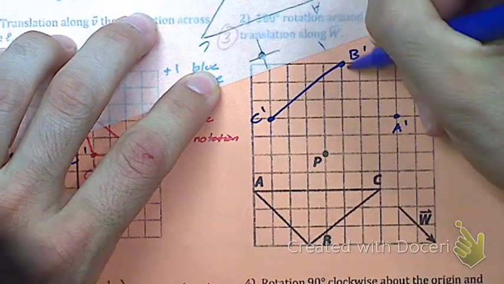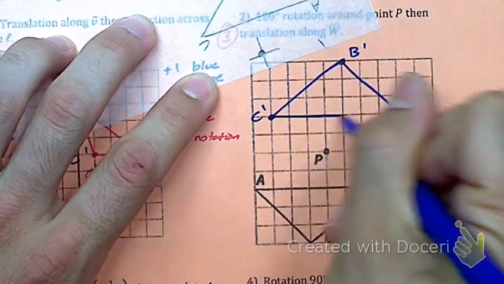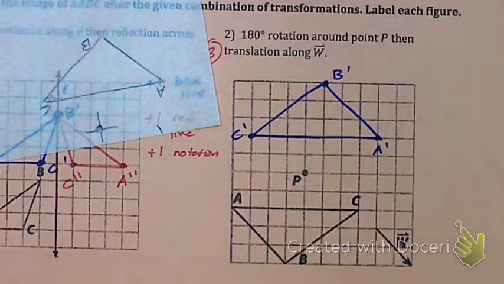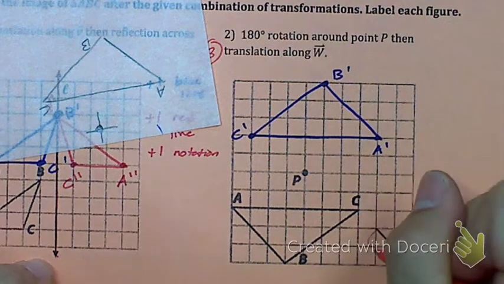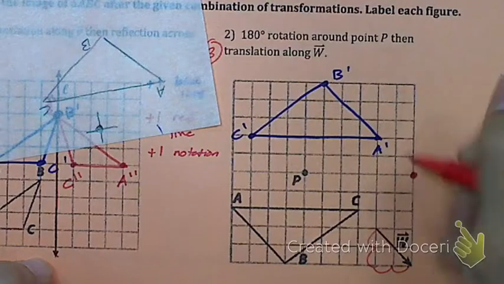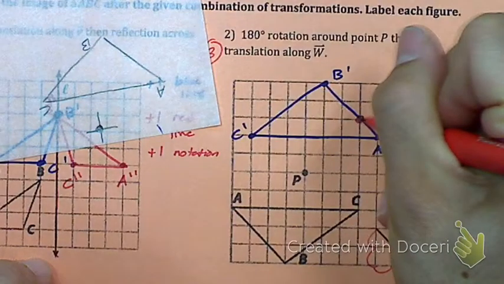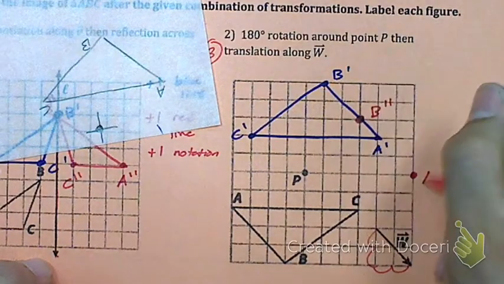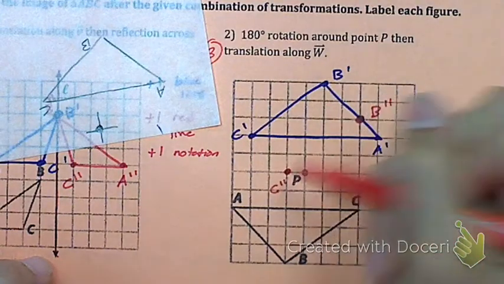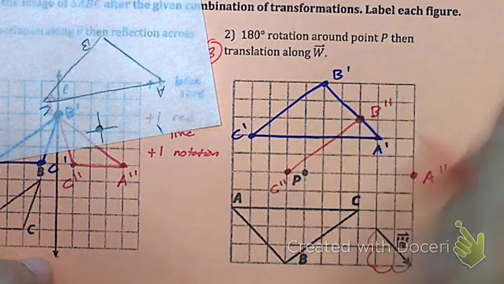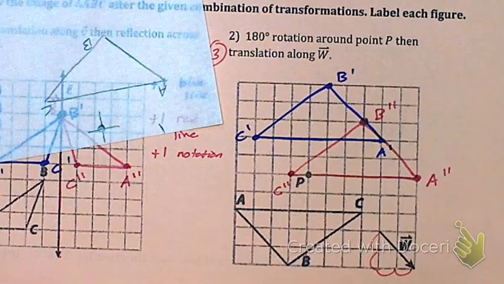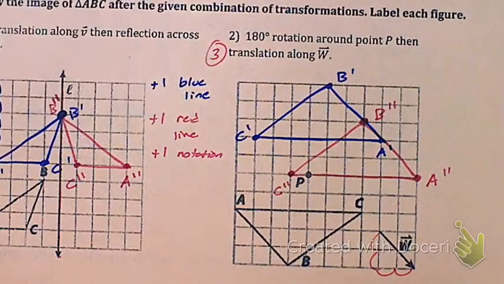It's again worth 1 point for this. Translation along W. Down 2 over 2. Make sure you use double prime. If you didn't, you lost points. Any questions?